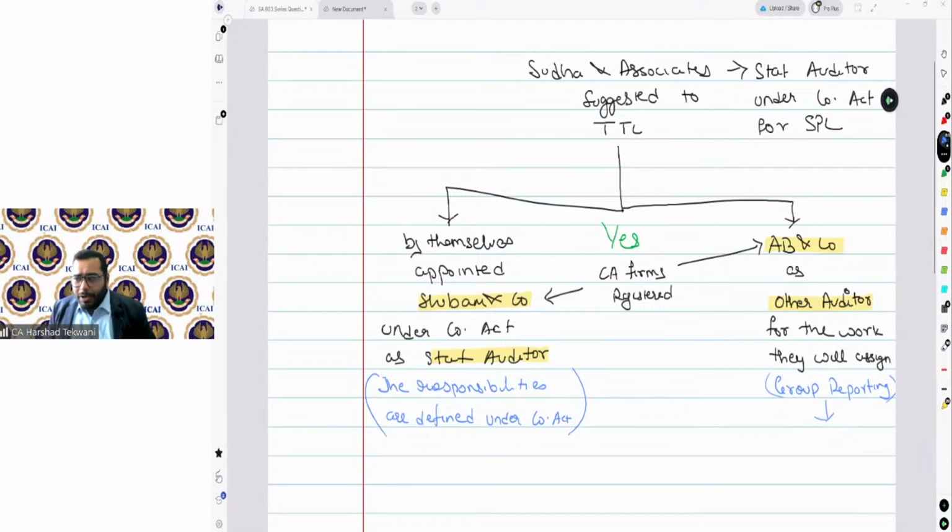Clear? So there can be two different persons, but it's not necessary that the statutory auditor shall be the other auditor. Clear? Any doubt?